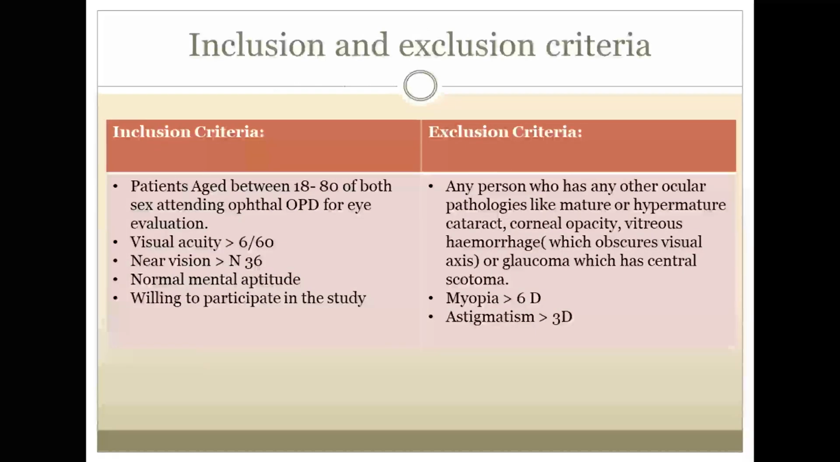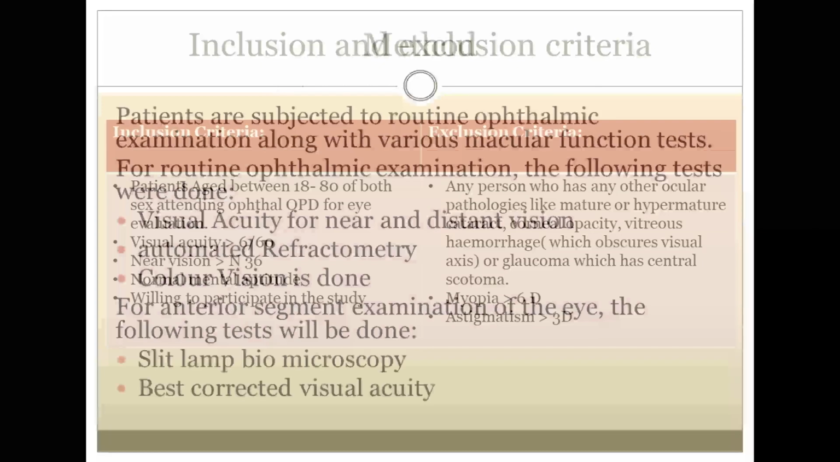Inclusion criteria: all patients aged between 18 and 80 of both sexes attending the ophthalmology OPD for eye evaluation. Visual acuity better than 6/60 was considered in this study, and near vision better than N36, and patients having normal mental aptitude and willing to participate. Exclusion criteria: any person with other ocular pathologies like significant cataract, corneal opacity, vitreous hemorrhage that obscures the visual axis, or glaucoma with central scotoma, and myopia of more than 6 diopters and astigmatism of more than 3 diopters were excluded.